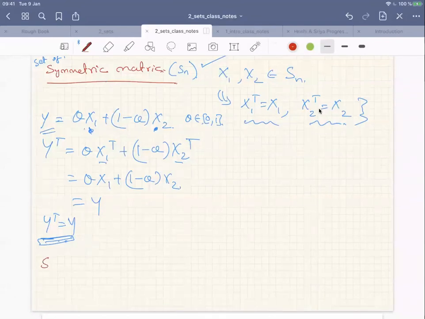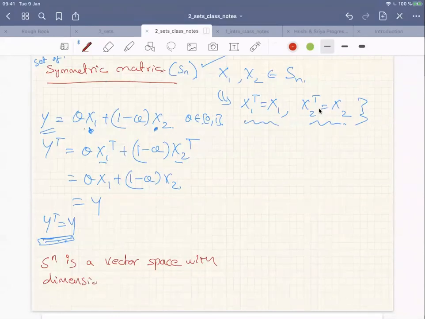This set Sn is a vector space with dimension n into n plus 1 by 2. This means that any symmetric matrix in Sn can be represented as a point in a vector space having dimension n into n plus 1 by 2.